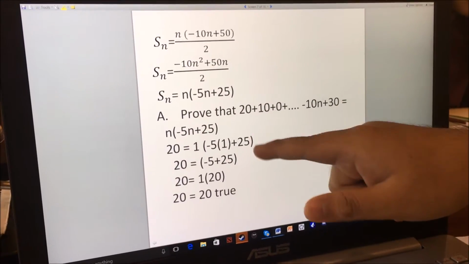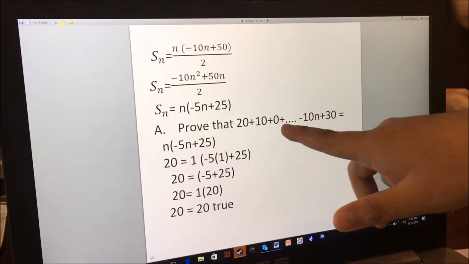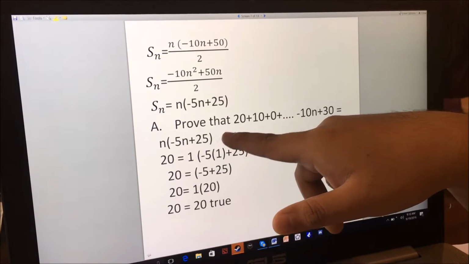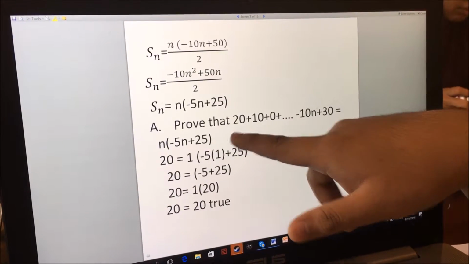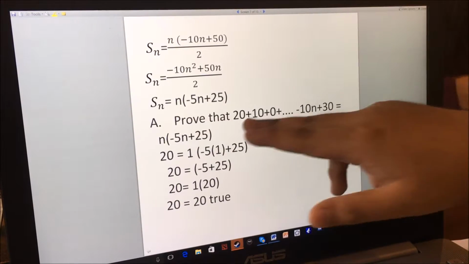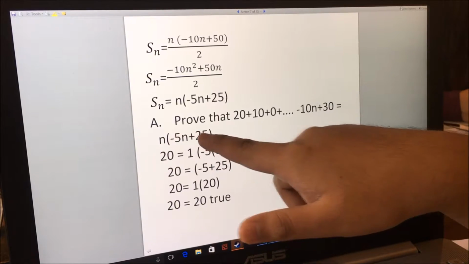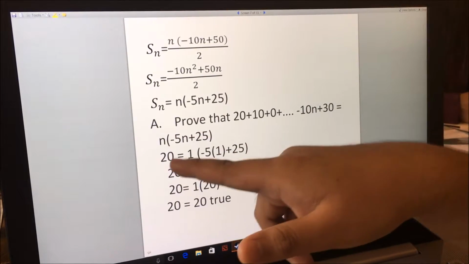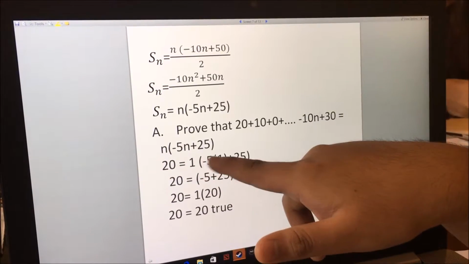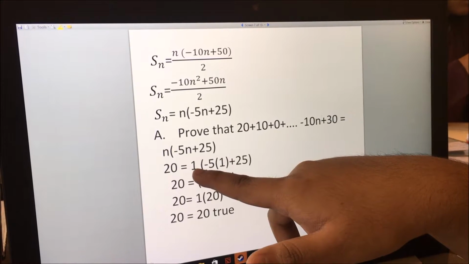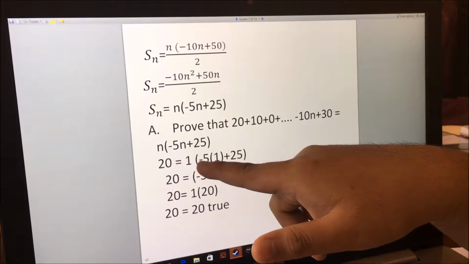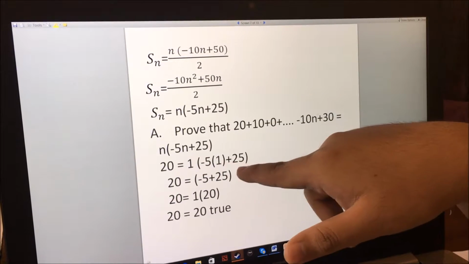First part is that we have to prove that 20 plus 10 plus 0 dot dot dot negative 10n plus 30 is equal to n times the quantity negative 5n plus 25. So that means we have to prove that this right here is equal to this, which will prove it true. If we take the first term, 20, and we equate it to this, with n substituted by 1, because 20 is the first term, so 1 times the quantity negative 5 multiplied by 1 plus 25.